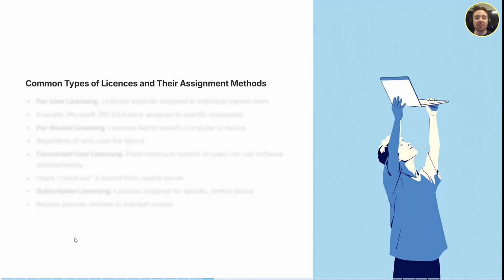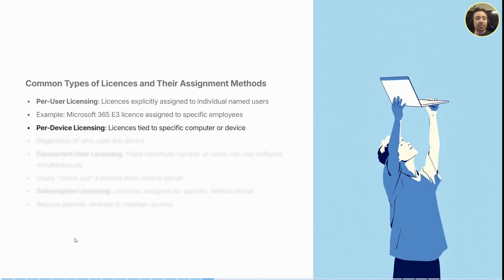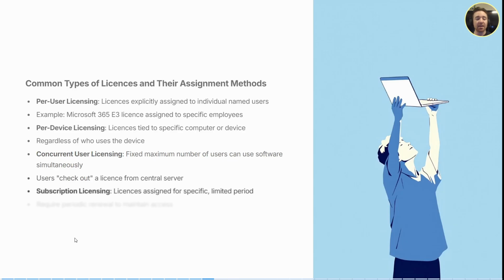The common types of licenses, something you may potentially need to know for your exam. Per user licensing, that specific user gets a license, and then a separate license is for another specific user. Per device licensing, maybe you have a laptop that has a set of devices and you share that laptop around, for example. Concurrent user licensing is a fixed maximum number of users that can use the software simultaneously. So you might have 10 users able to use that particular license, but it doesn't necessarily matter specifically who those users are. They can rotate in and out. Subscription licensing is for a specific limited time period, and that will require periodic renewal to maintain that access.